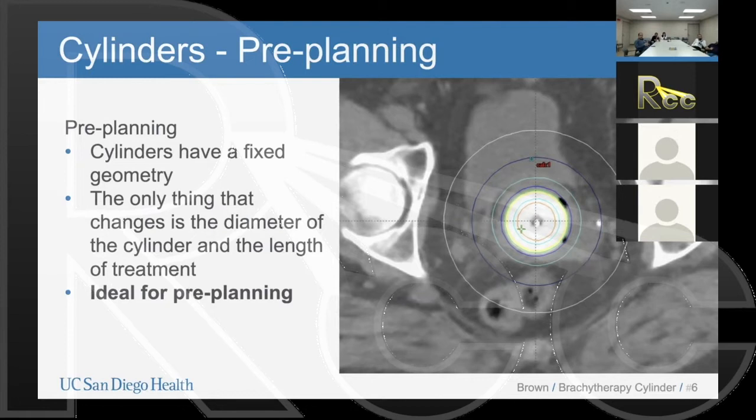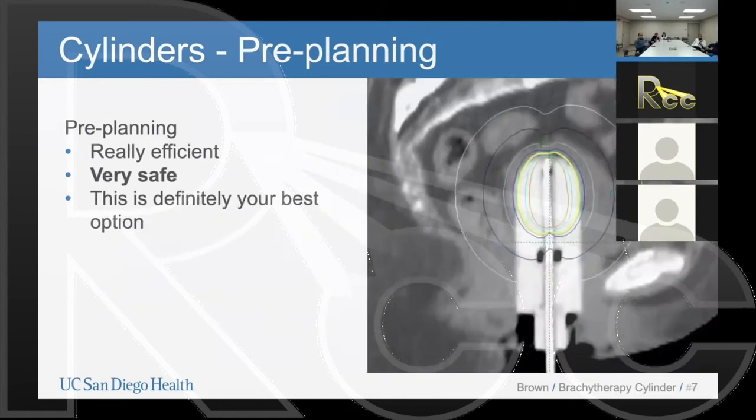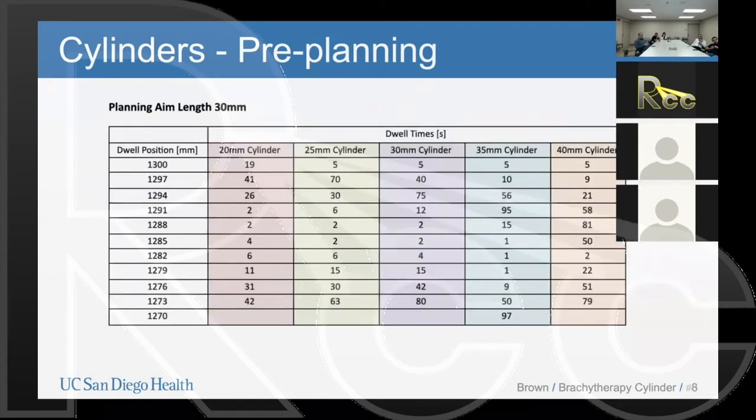The only thing that changes is the diameter of the cylinder and the length of the treatment. Some of the benefits of pre-planning: it's extremely efficient because it's very, very fast. You don't have to image and plan every treatment. It's extraordinarily safe, again, because you don't have to image and plan every treatment. And it's definitely your best option for a cylinder. And Adam and Ben have actually created a bunch of pre-plans that are already available to you.